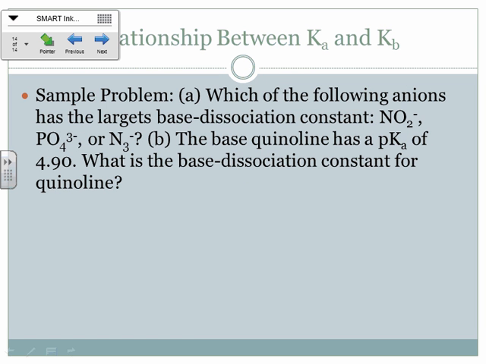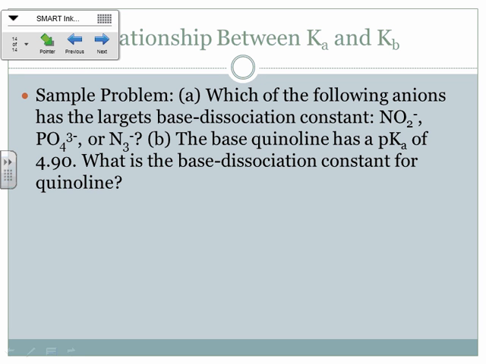On this one, which of the following anions has the largest base dissociation constant? Well, I don't know how to answer that question, because I don't know what a Larget's is. I'm assuming I meant largest there. Oh yeah, I just switched the S and the T. Largest base dissociation constant: NO2 minus, PO4 3 minus, or N3 minus.